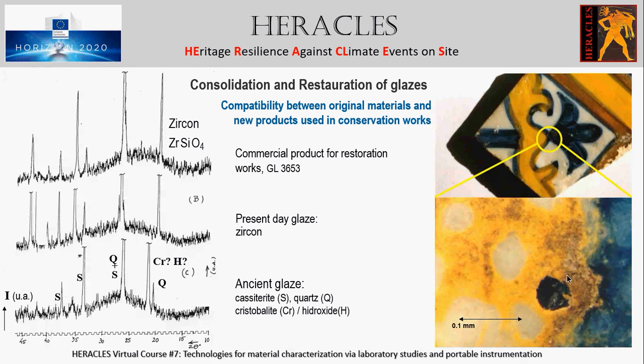In cultural heritage studies, for example, it was possible during the compatibility studies between original materials and new products used in conservation works relating to glazed tiles from the 17th century in Portugal, the comparison between a commercial product for restoration that was similar to present-day glazes produced in factories against the chemical and structural composition in ancient glazes from the 17th century.